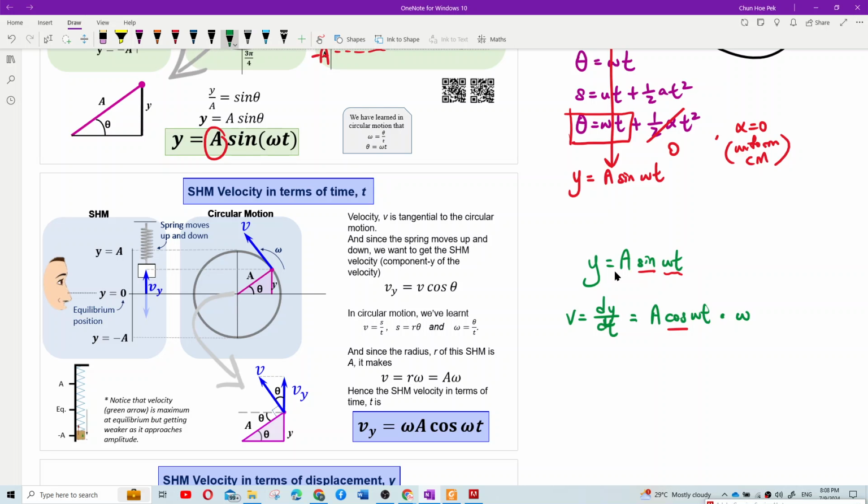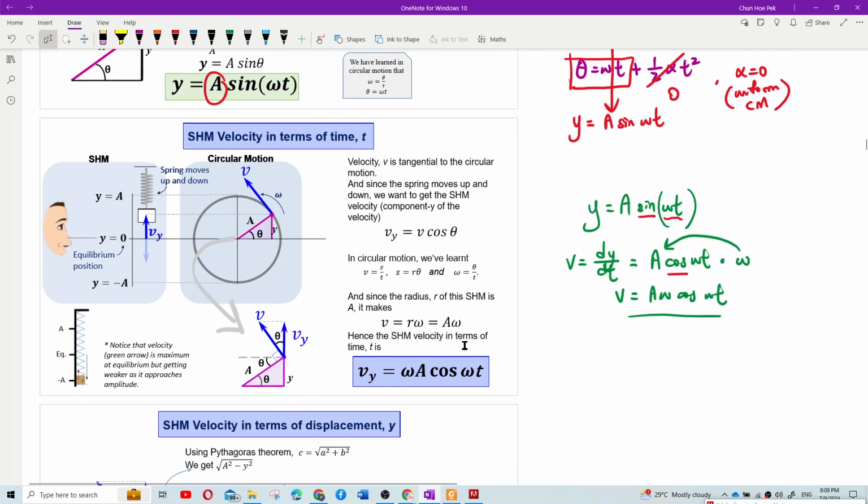First we differentiate. Remember how you differentiate? You always differentiate outside first. You differentiate outside, A sine becomes A cos, and then you differentiate inside, we get omega. And then rearrange, we got A omega cos omega t. So this is another way of deriving this formula. A omega cos omega t is the same as omega A. Doesn't matter whether you write A omega or omega A, it is the same. So there are two ways of getting this: one way is using trigonometry, or the other way is you differentiate.